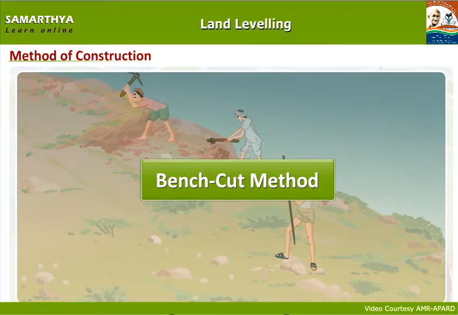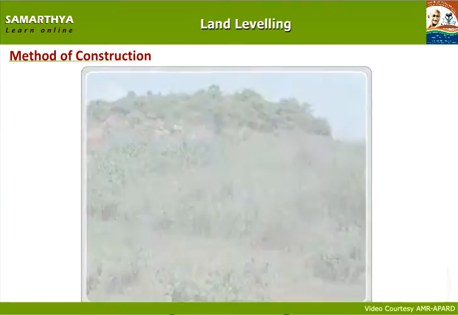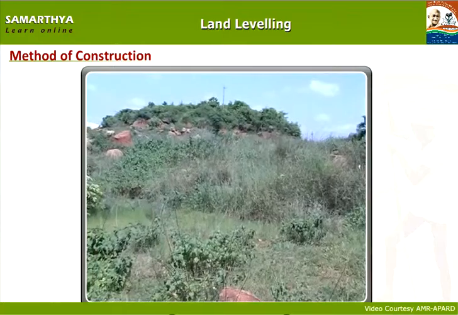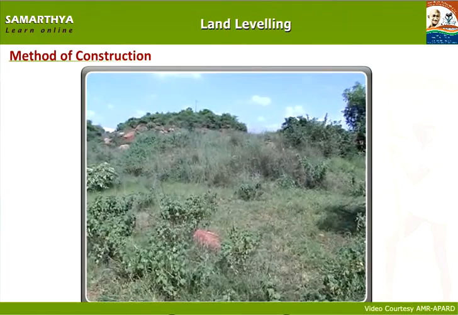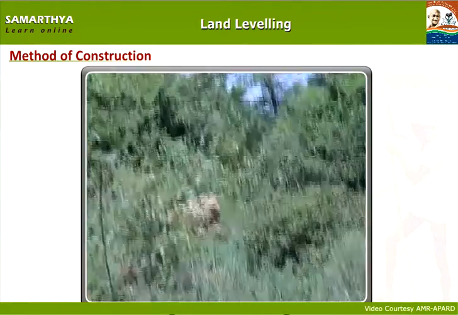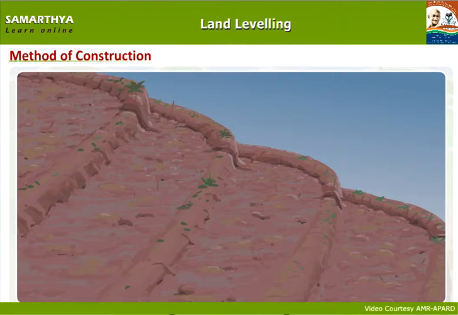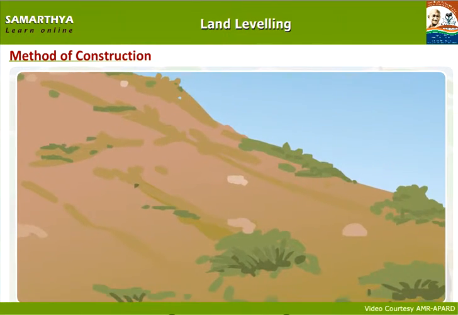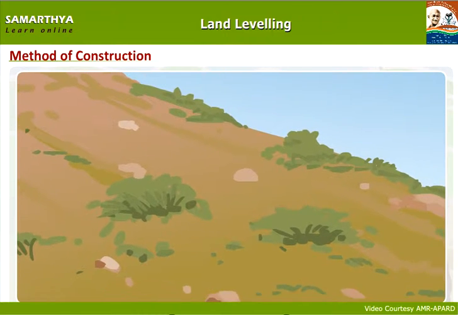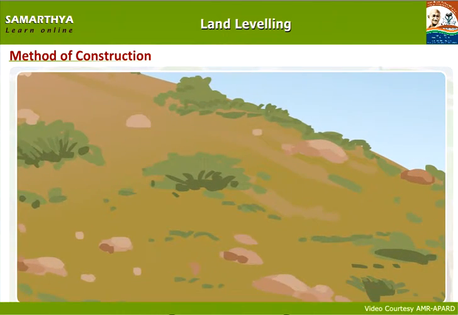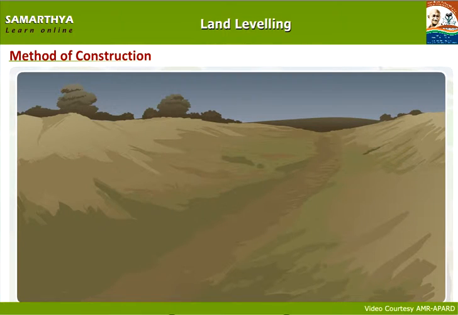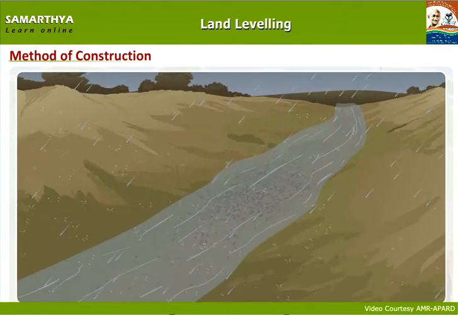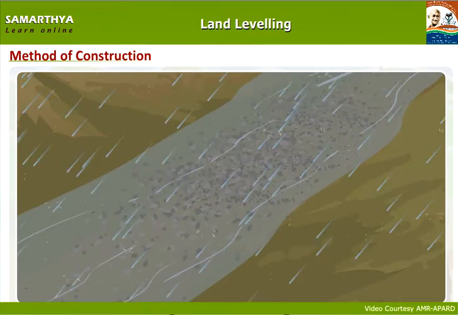Now let's learn about bench cut method. The fallow lands belonging to SCs, STs with a lot of undulations and slopes can be leveled by using bench cut method. To level the lands with high slopes, such as the lands of hilly slopes, the generally used cut and fill method alone is not adequate. If we level it with cut and fill method in hill slope lands, when it rains, the runoff water takes away the fertile top layer of the soil.